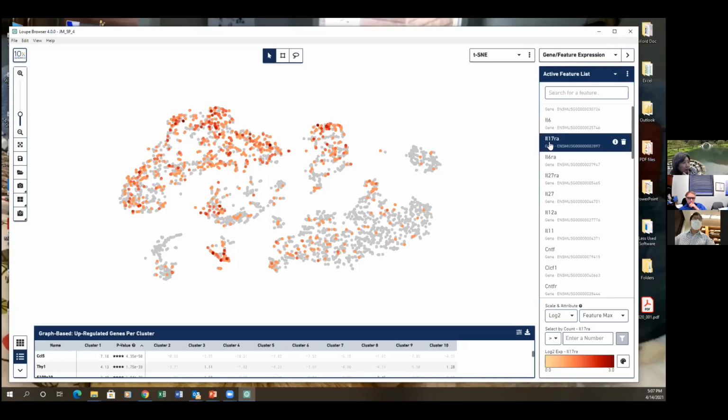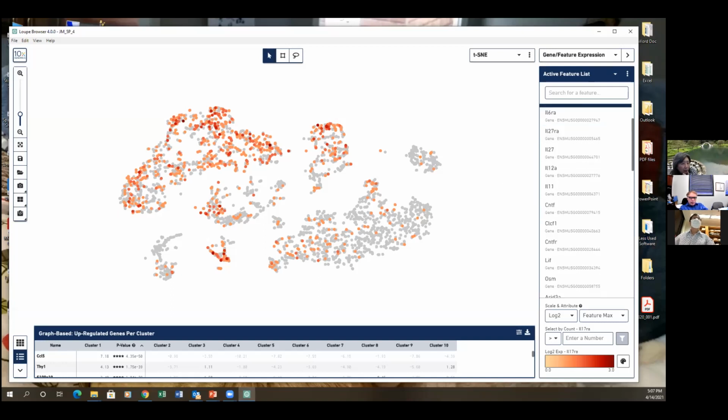So this is IL-17 receptor. It's mainly this area that is the focus. Whatever that is, we should look at. What else? Next, go to IL-6 receptor for a second.